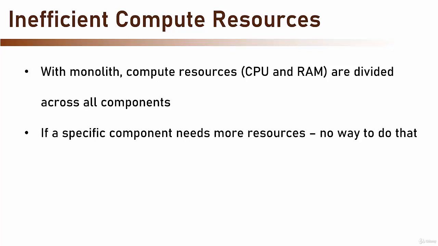For example, if a specific component needs more resources, there is no way to do that. We can't allocate more CPU or memory to a specific component that needs them. We will have to allocate more compute resources to the whole monolith, which will give them to all the components. And this is extremely inefficient. We will use more compute resources for components that don't need them, and the ones that do need them will get just a portion of these resources.